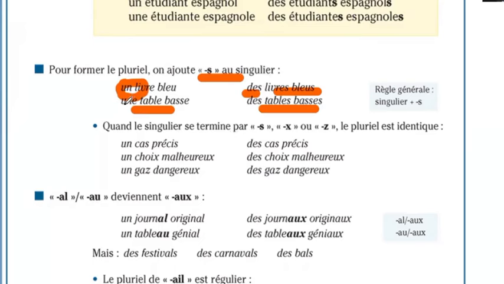The same thing, they changed this un to become the tab, the bass took S. So the general rule is that you add S to the singular form of the noun, and then you have the plural form. That is the general rule.